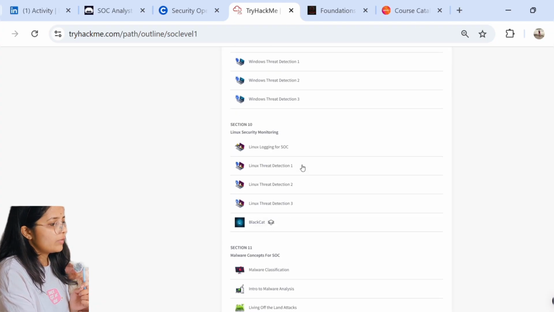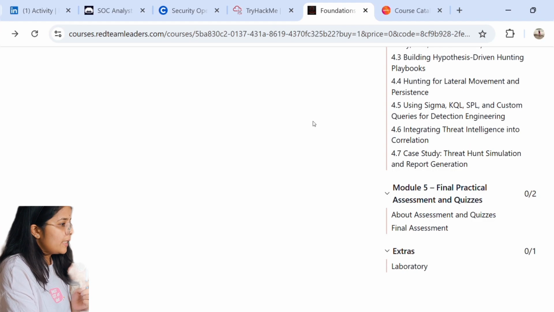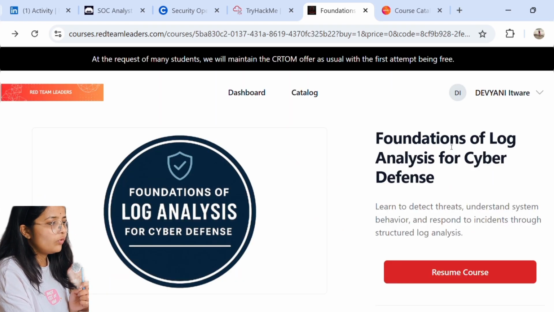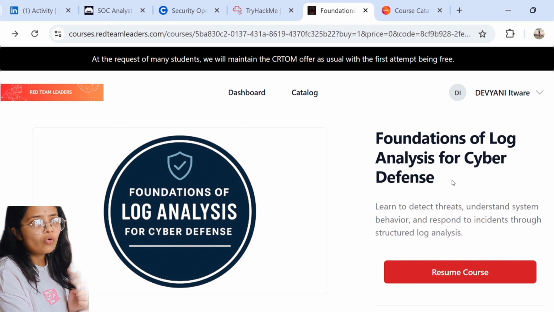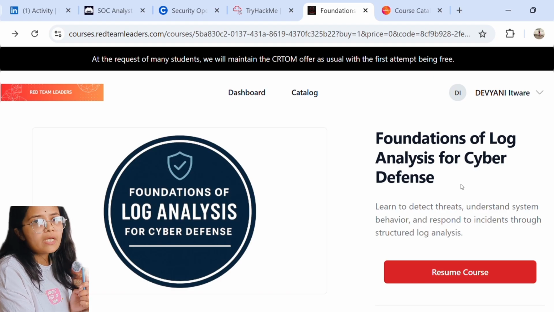So it also contains some challenges. So yeah, this is about SOC Level 1 by TryHackMe. Next is Red Team Leaders' Foundations of Log Analysis for Cyber Defense. This is mostly focused on how to perform log analysis, which is an important aspect for a SOC analyst.